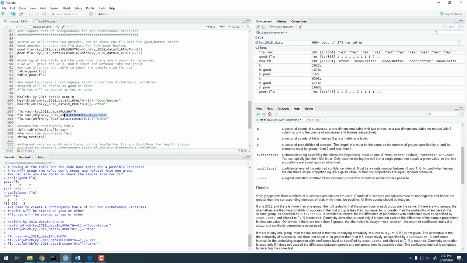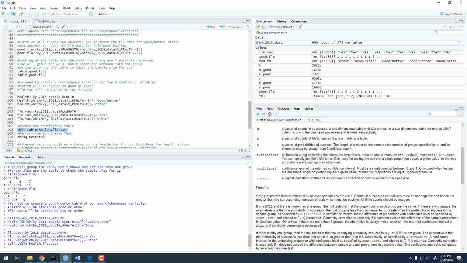And I'm going to do the exact same thing for the flu data, except if you're equal to 1, I'm going to set it equal to yes. If you're anything other than 1, I'm going to set it equal to other. And then this line of code we've seen before is going to create a contingency table of the health and the flu.vac variables that are objects that I just created.